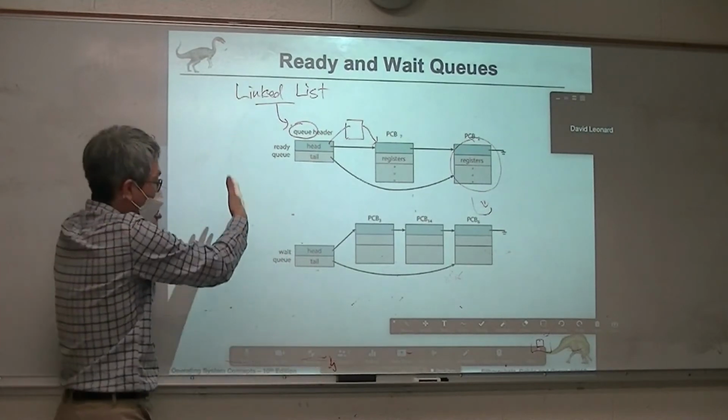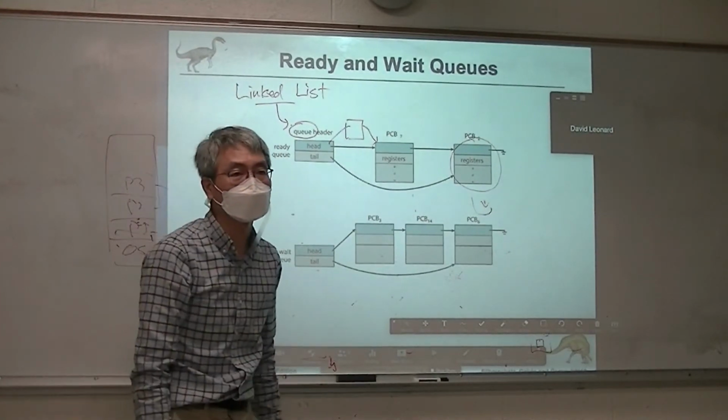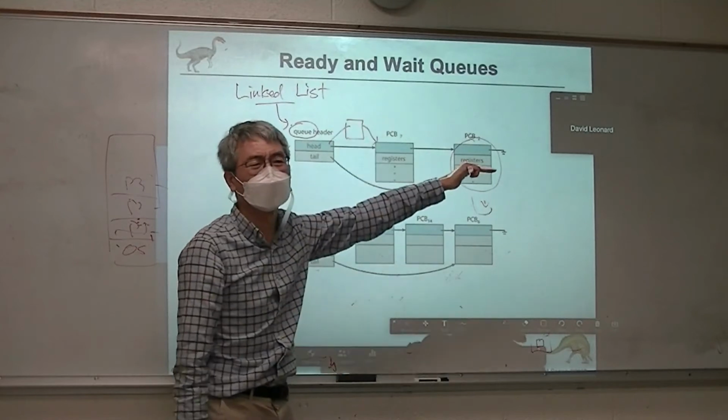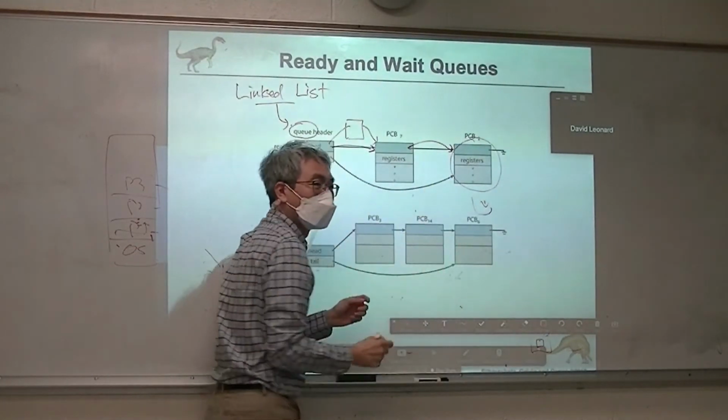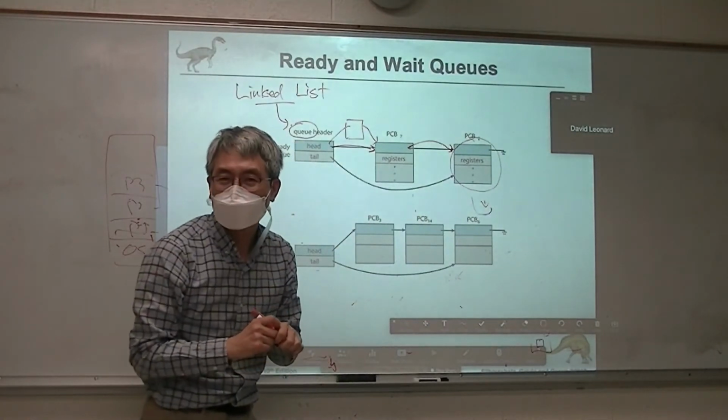In real implementation, how does it happen? It has just a pointer. Pointer of this one, pointer of this one. Pointer of what? Address.